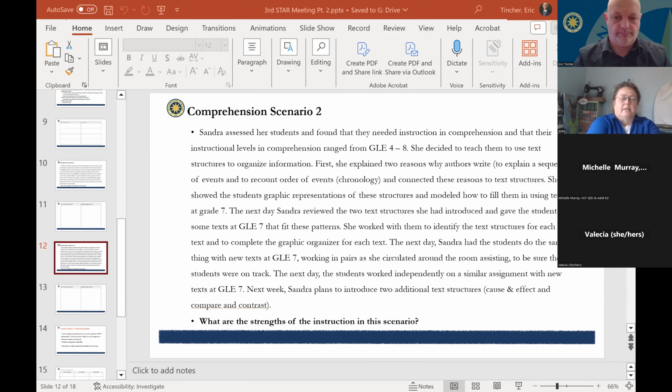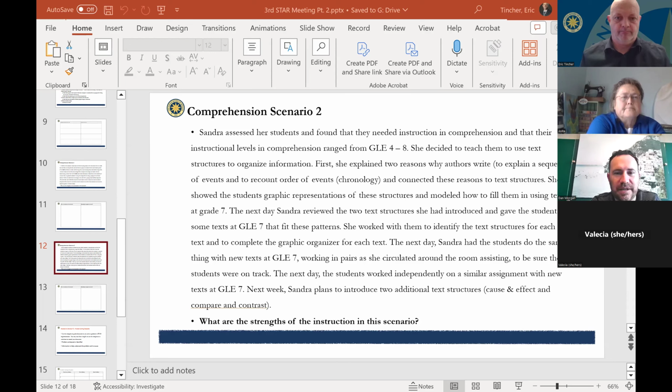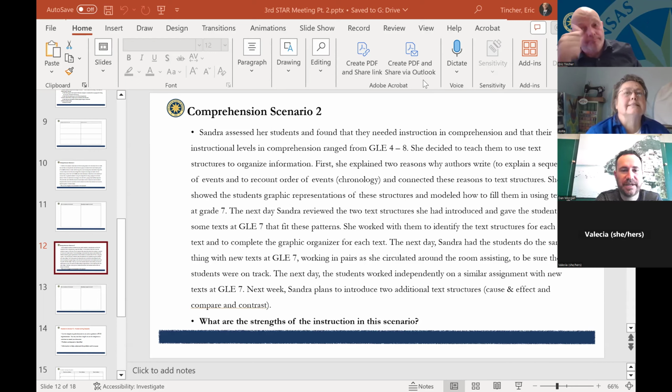Very good, thank you. So what are the strengths of this one? It's got some pretty good solid strengths in this one. She did the assessments and she's focusing on comprehension, on reading skills, which is good. And she's working directly with them. And the graphic organizer is a great way to help to show comprehension.